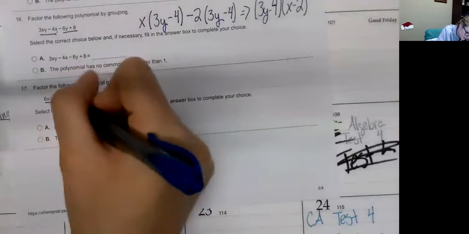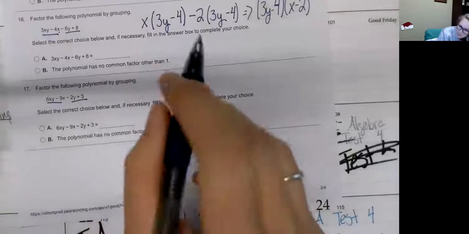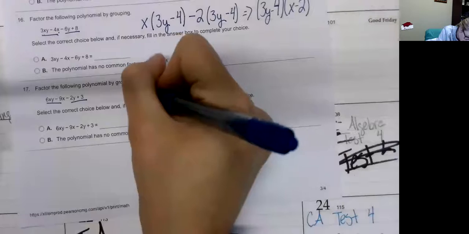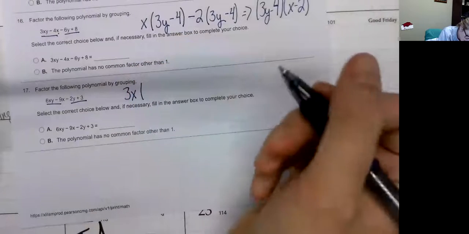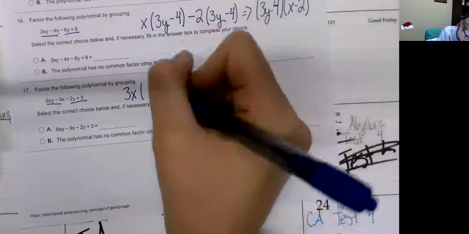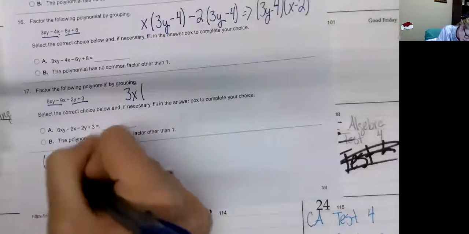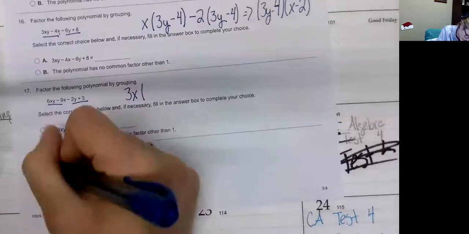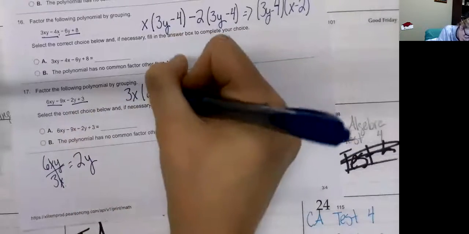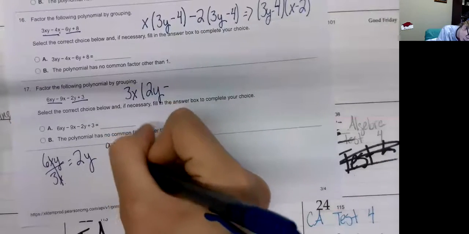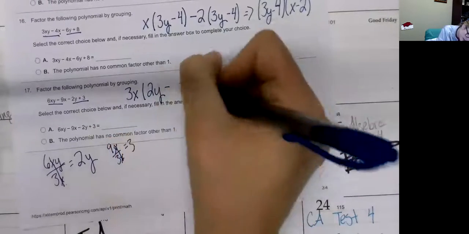Continuing with factoring by grouping. So this first one, I have 6XY subtract 9X. So I can factor out a 3X. So 6XY divided by 3X. 6 divided by 3 is 2. X is canceled. Y. So I'd have 2Y. And then 9X, and it's negative, so 9X divided by 3X would be 3.